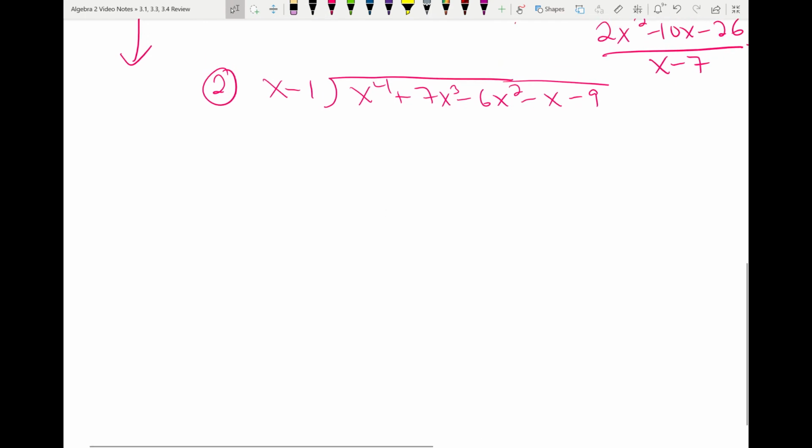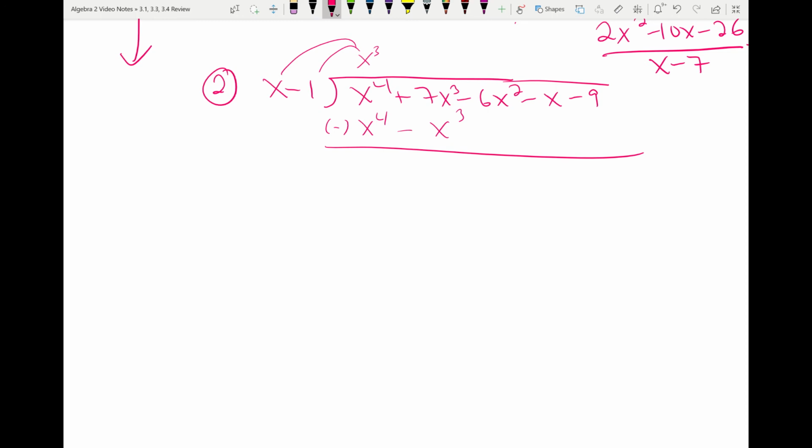So we have to fill in the blank. What times x is x to the fourth? That would be x to the third. So we have x to the third times x is x to the fourth. x to the third times negative 1 is negative x to the third. Subtract. These two negatives become a positive. So we got 7 plus 1x cubed is 8x cubed. Bring down the negative 6x squared.